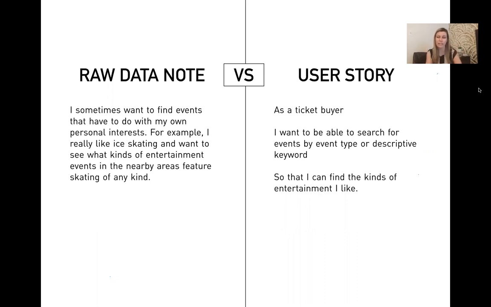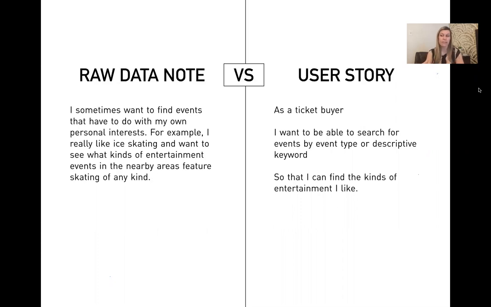If we put that raw data note into a user story, we're going to get, as a ticket buyer, I want to be able to search for events by event type or descriptive keyword. So here we're actually taking the person's want, but making it more explicit, using language that actually is going to help me when I start designing. So I want to find events.